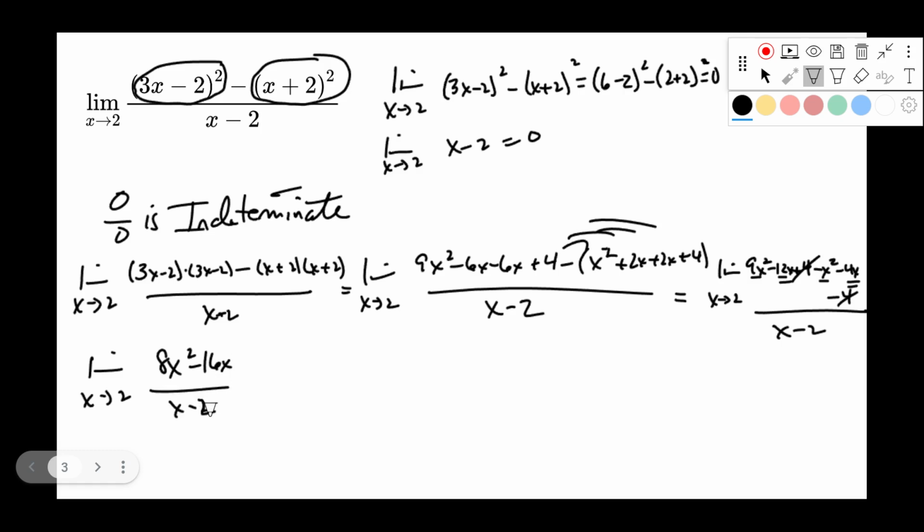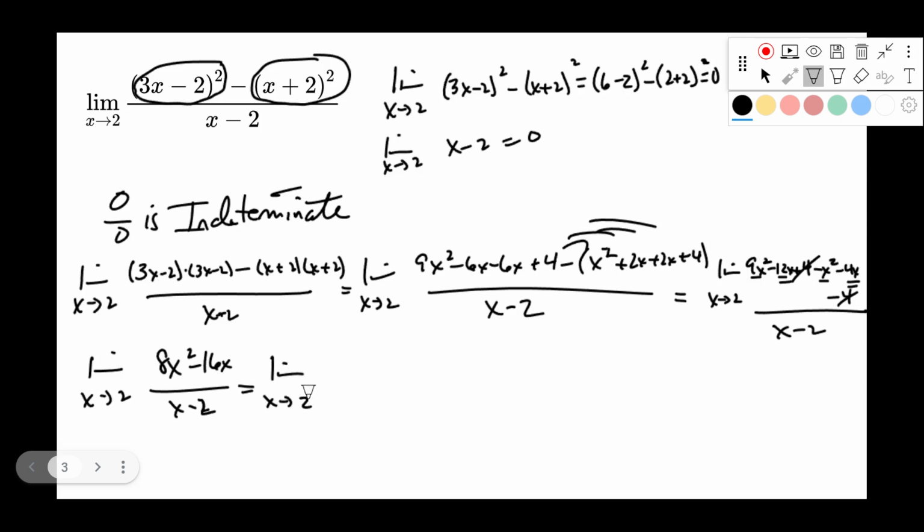Okay, now, we multiplied the whole thing out, but remember, the goal is to eliminate the 0 over 0 indeterminate form. Why do we have an indeterminate form? Because there's an x minus 2 under here, and when I'm putting 2 in, 2 minus 2 is giving me 0. So there must be an x minus 2 up top to eliminate that indeterminate form. So I still haven't eliminated the indeterminate form, even though I multiplied it out.